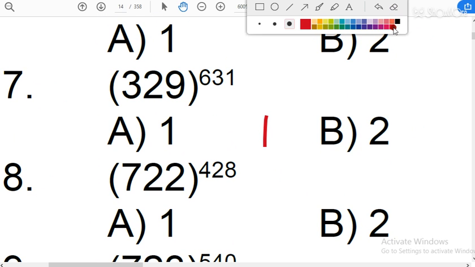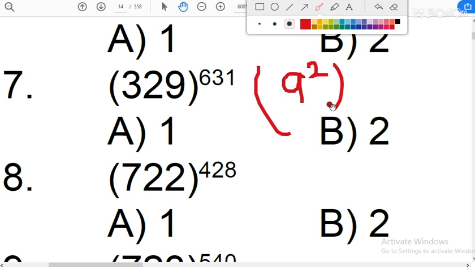So now I am at question number 7. Just wait for 1 minute. I have 9 here. So 9 raised to the power 2 is giving me the unit place 1. So 9 raised to the power 2 is giving me 81. That means basically I have to simplify it.